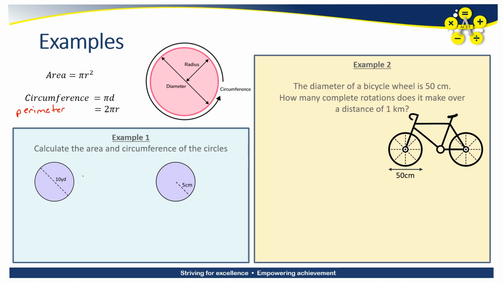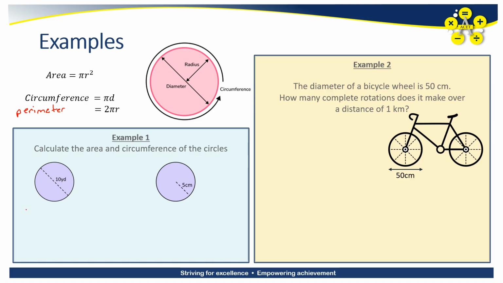Now, for example 1, we're going to calculate the area and circumference of these circles below. My first circle has a diameter of 10. Now remember, the diameter is going all the way across, through the centre of my circle, whereas the radius only goes from the centre to the outside in one direction.